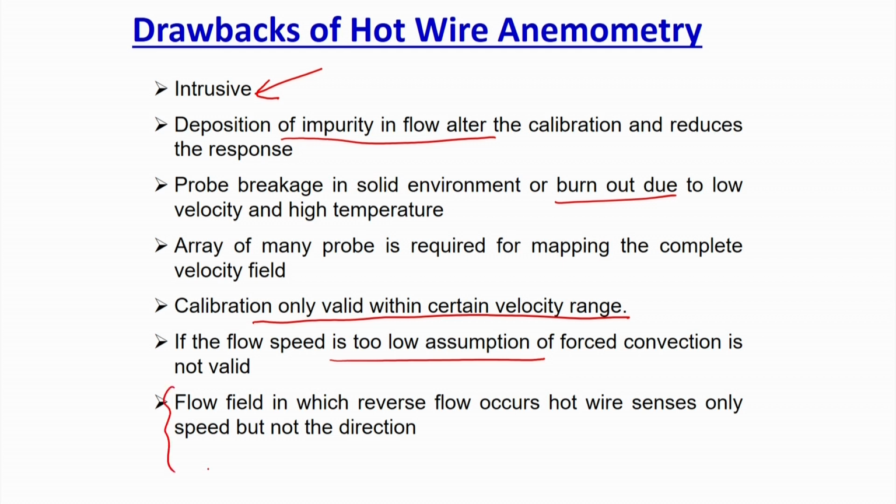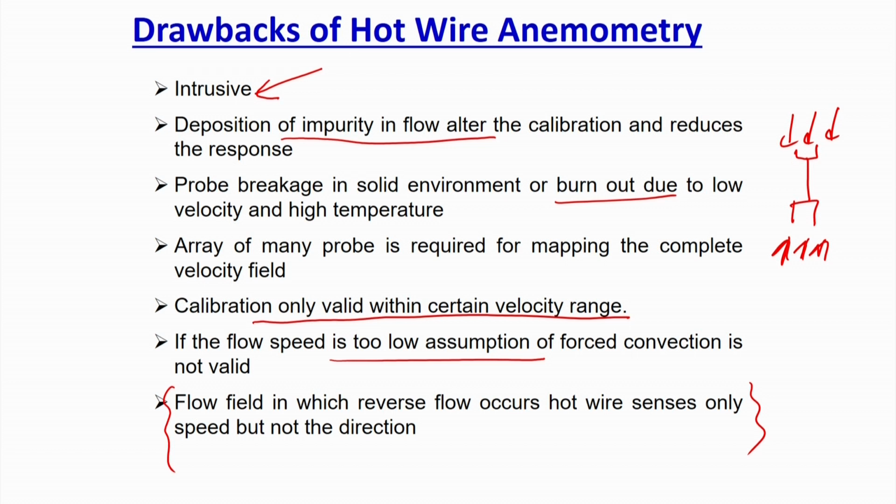Okay. And the major disadvantage is this, that if you have a reverse flow somewhere in between, then your hot wire anemometer will still measure the velocity, it is not going to tell you anything about the direction. So, you will get the speed, but you will not get the direction. Why? Because suppose the probe is suspended, whether the fluid is flowing from this side or coming from this side, the heat loss will be the same. So, it will not be able to sense whether this fluid is moving top to bottom or bottom to top.